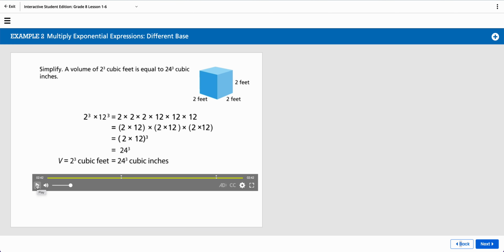Okay, so now with this rule, we keep the exponent and multiply the bases. Okay? With the last rule, we kept the base and added the exponents. Now, we multiply the base and keep the exponent. That's confusing. But the rules are what the rules are. We just gotta keep the rules straight.